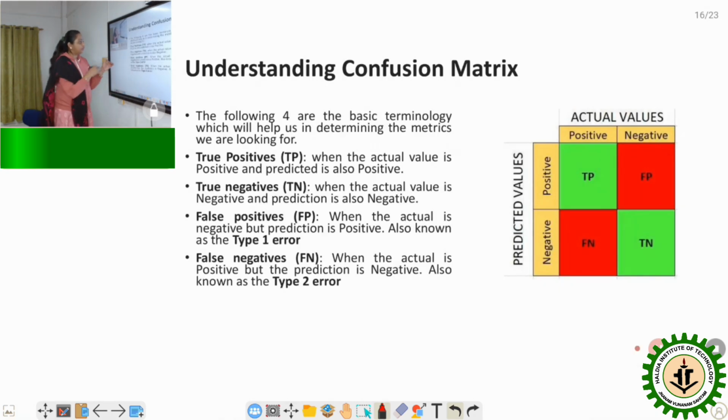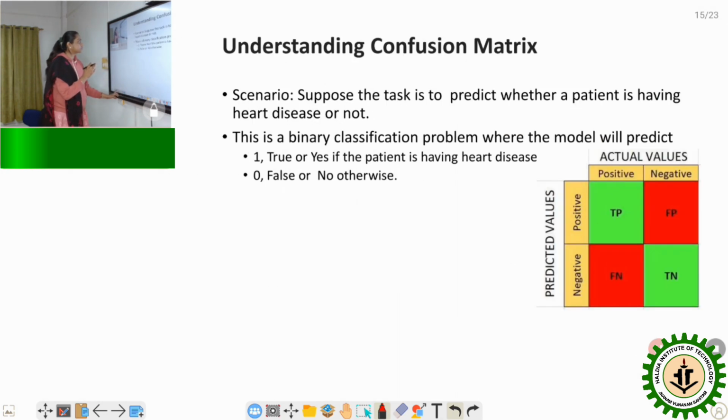Now what is a confusion matrix? Suppose this is our scenario. What is the typical scenario? Suppose the task is to predict whether a patient is having heart disease or not. Heart disease is a two-class, or binary class, problem. That means one person may have heart disease or may not have heart disease.